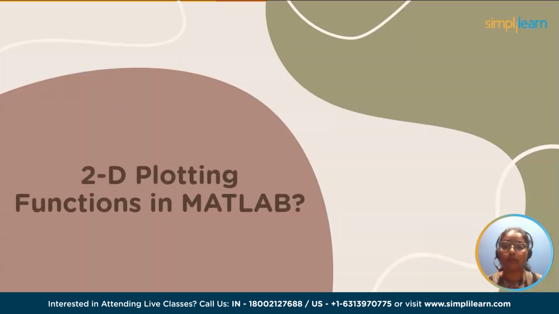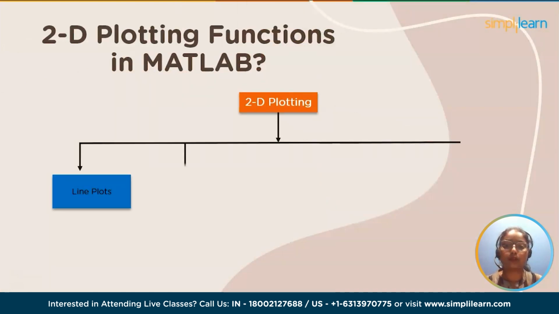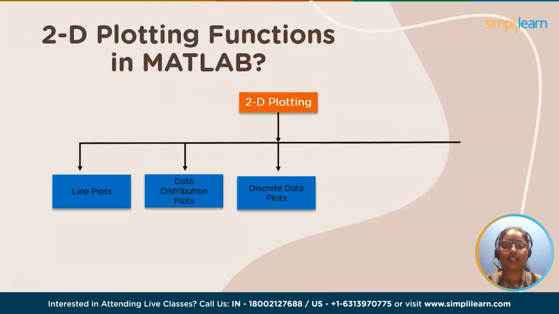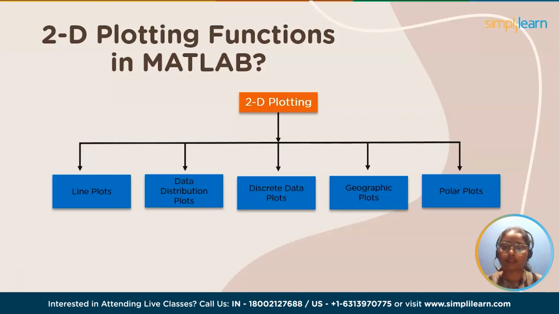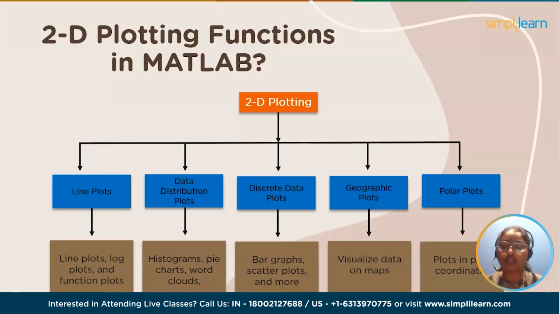It's time to understand some of the 2D plotting functions in MATLAB. We have numerous different categories in 2D plotting functions like line plots, data distribution plots, discrete plots, geographical plots, polar plots. And we have numerous subcategories in each category, like line plots contain line plots, log plots and function plots. In data distribution plots we have histogram, pie charts, etc. In discrete data plots we have bar graphs, scatter plots, etc. In geographical plots we have visualization of data on a map. In polar plots we have plots in polar coordinates.